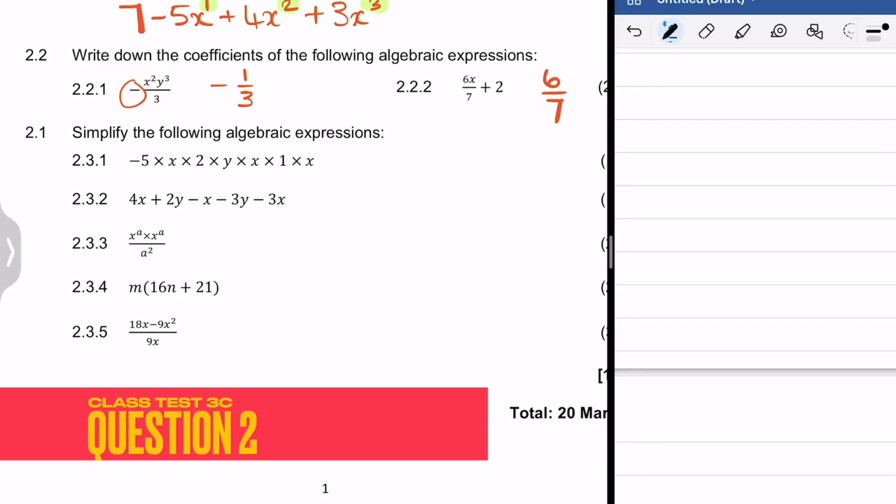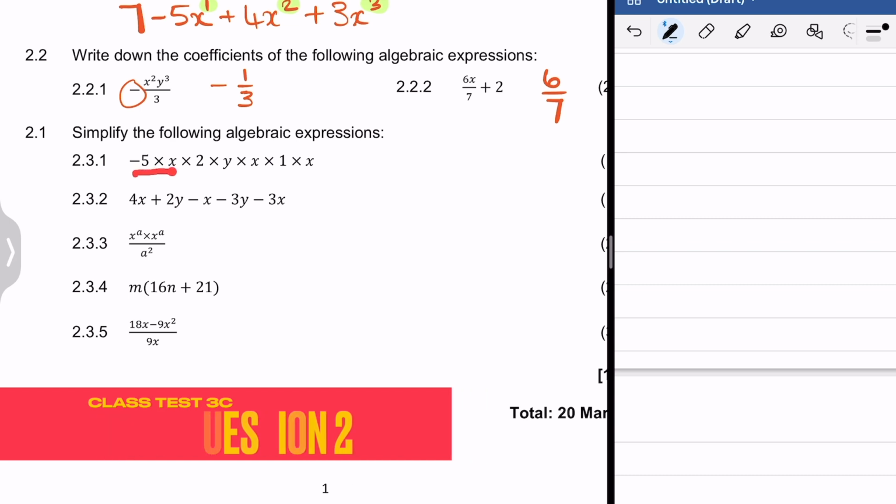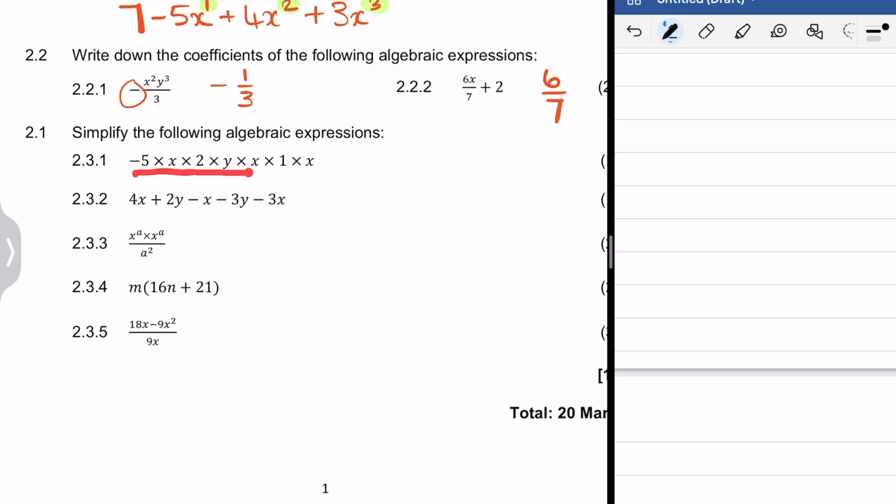2.1, simplify the following algebraic expressions. So 2.3.1, we have negative 5 times x times 2 times y times x times 1 and times x. I will of course omit the multiplication signs and I will multiply the numbers here. I've got negative 5 times 2, which is negative 10, times 1 is still negative 10.